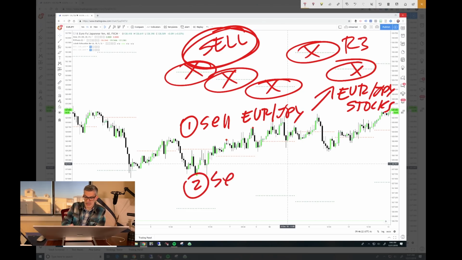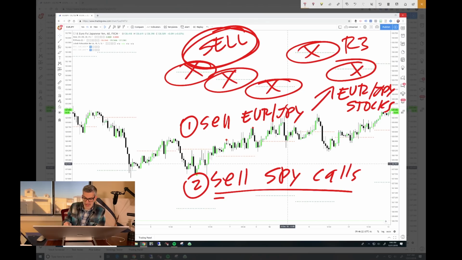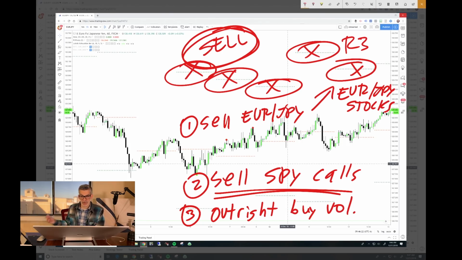Two, I would sell SPY calls. I would sell some kind of spread, sell the near-term calls and buy ones a week out to offset that a little bit with the same strike price. I would just load up on that kind of trade. Or three, just outright buy volatility. Buy a volatility financial instrument. Buy a VIX. Buy whatever you can, because volatility is about to spike way up because stocks are about to go way back down all over again.